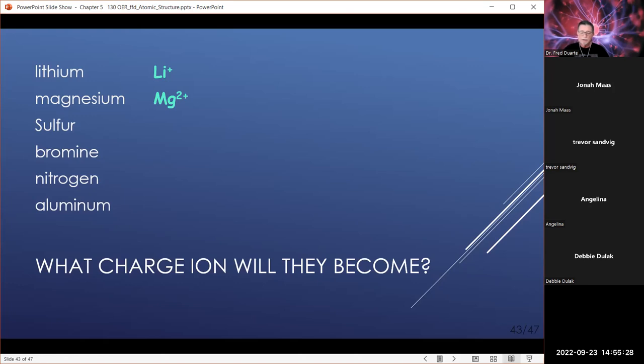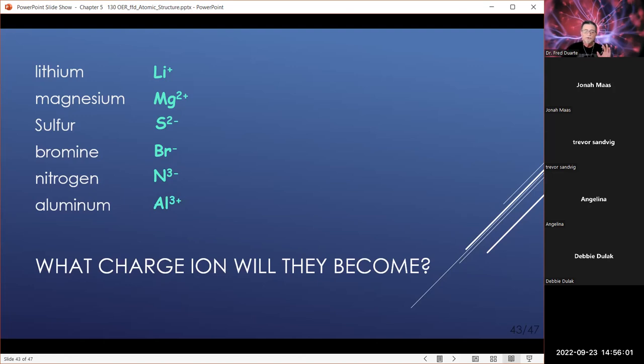Sulfur, like we just talked about, is in group 6, meaning that it's a nonmetal and it will gain 2 electrons to give us a sulfur -2. Bromine is in group 7, will gain 1 electron, giving us a negative charge. Nitrogen, being in group 5, will gain 3, like the phosphide did. And then aluminum is one of the sweet 16, will always have a +3.